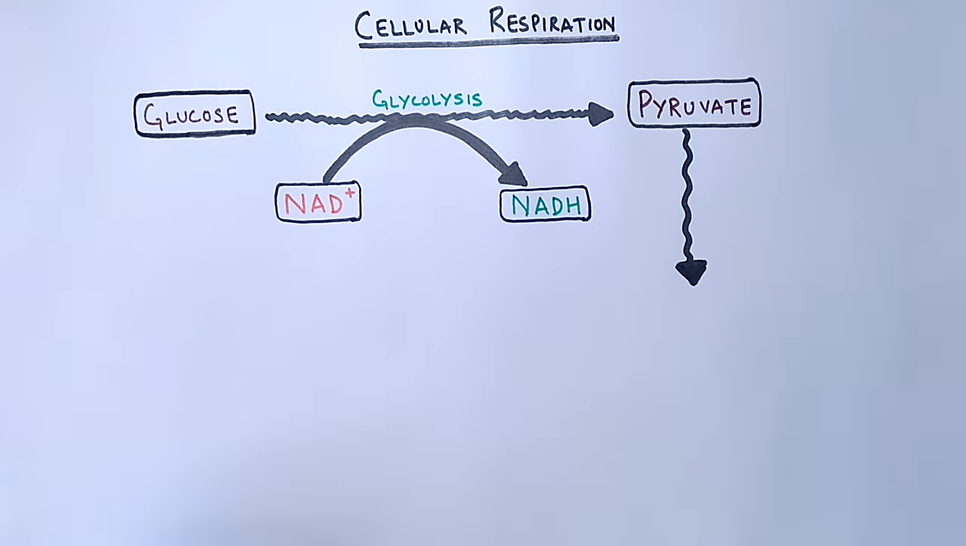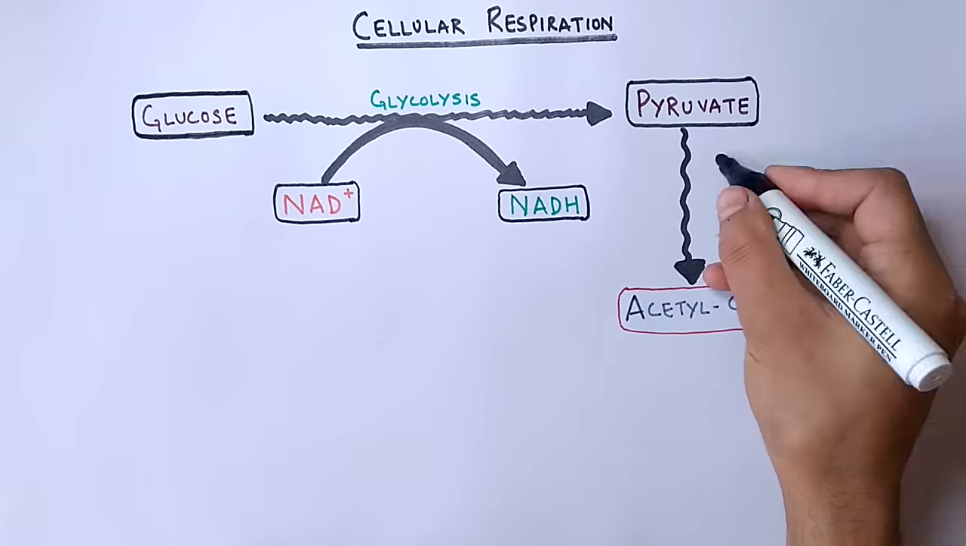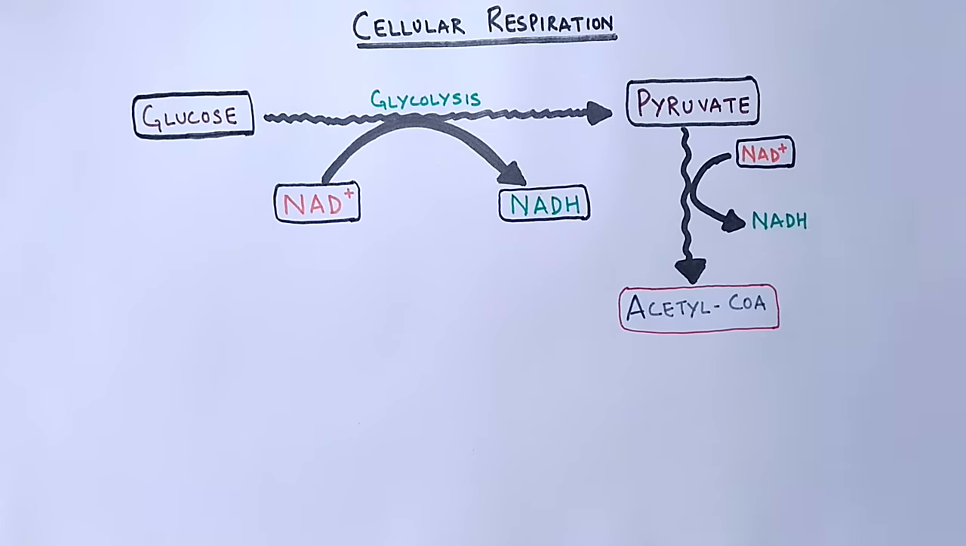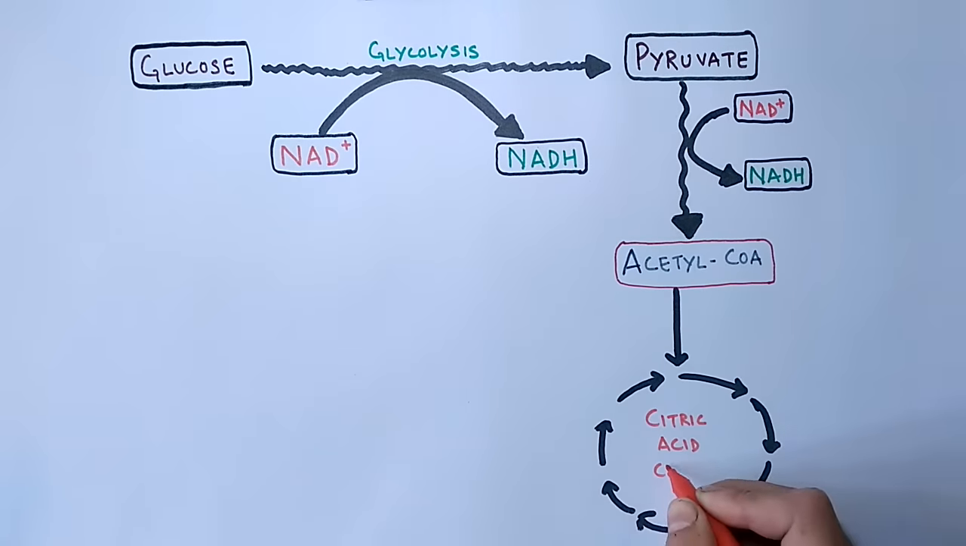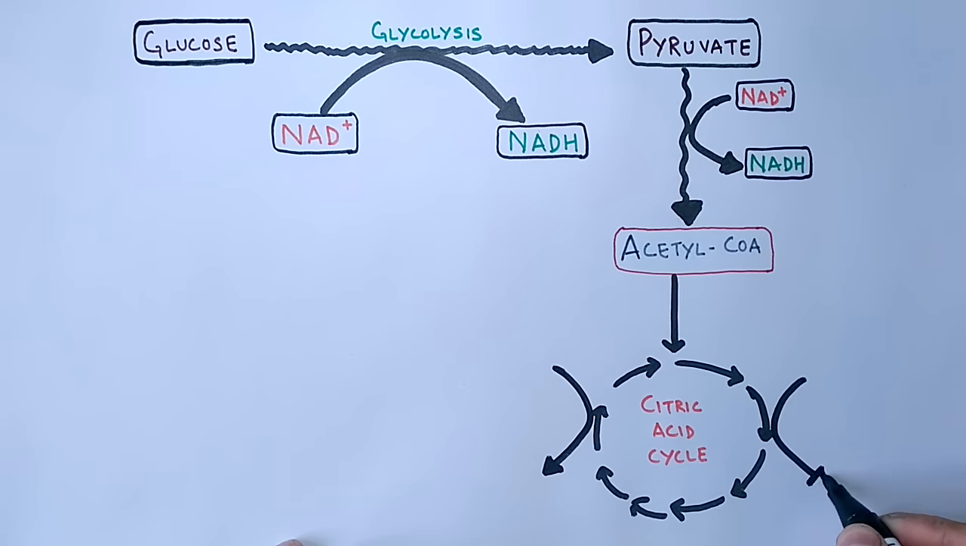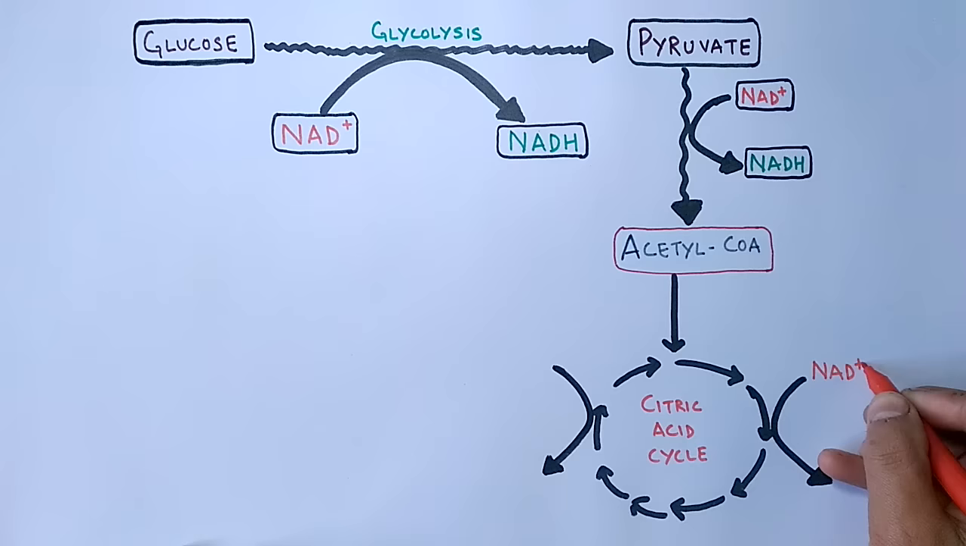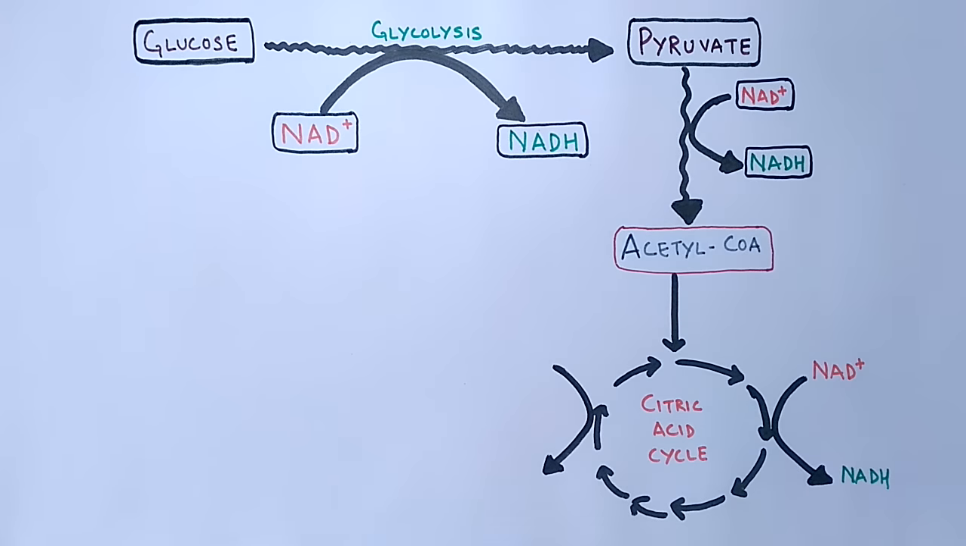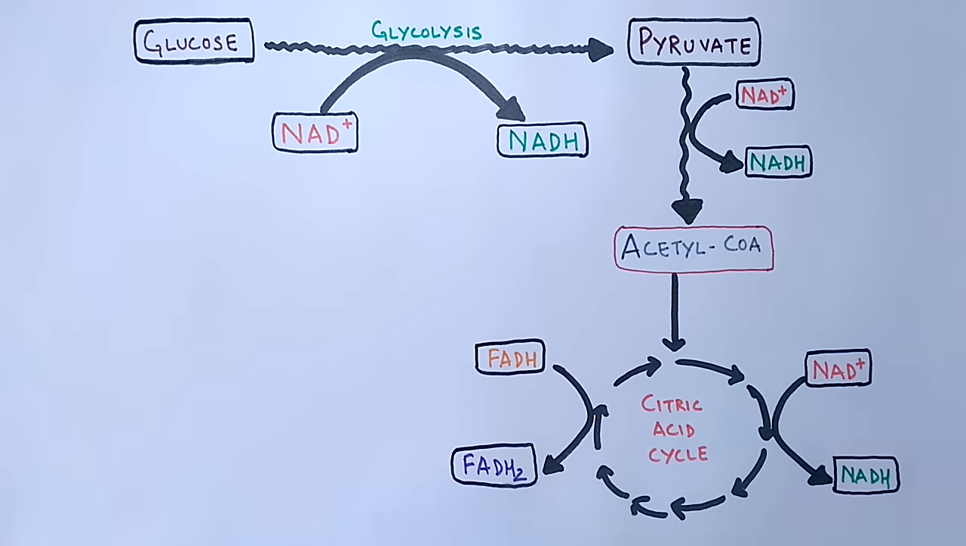Then pyruvate is first converted into acetyl CoA, which is further oxidized in a cycle of reactions called the citric acid cycle, or simply the Krebs cycle. So eventually, what do we get from these biochemical reactions? Besides direct production of ATP molecules, we also get reduction of NAD plus and FAD molecules.